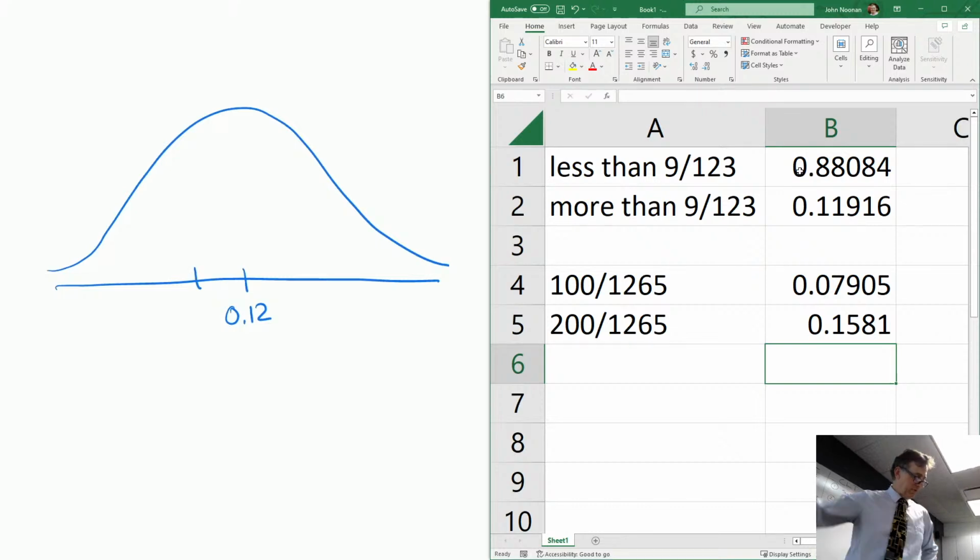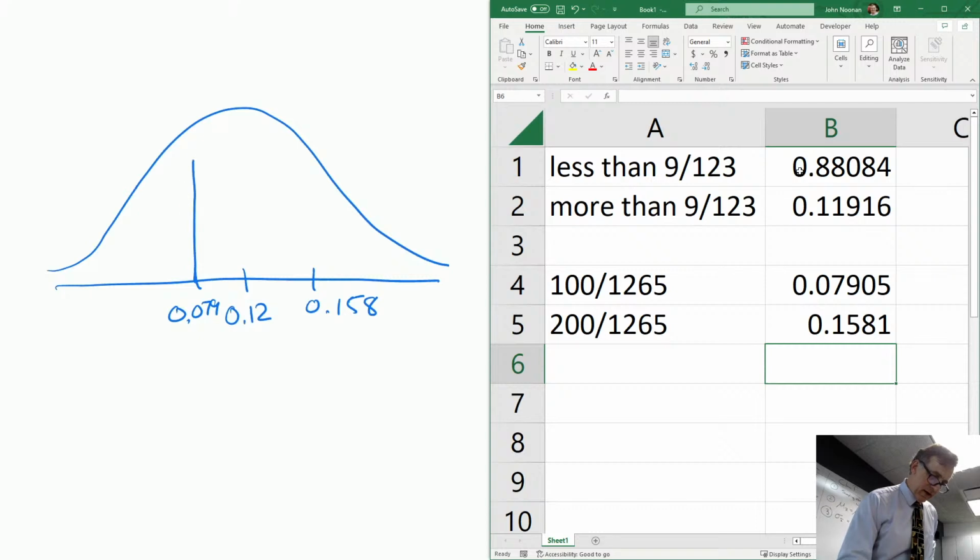So over on my diagram, 0.079 and 0.158, whatever. And so here is the area that I'm interested in.